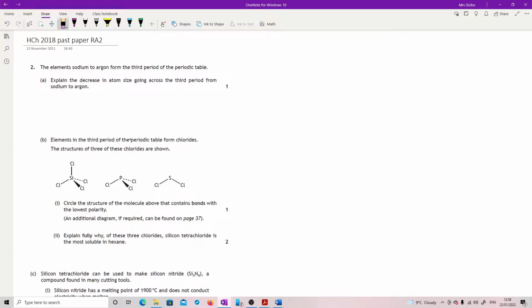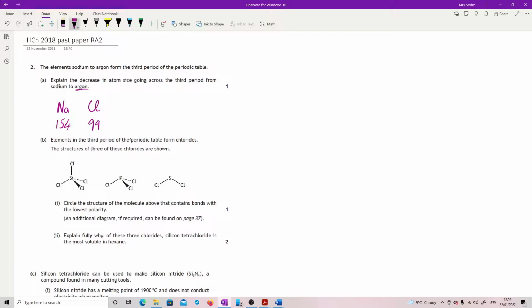Okay, so you don't actually have data on argon because argon is monatomic, so we don't have anything in terms of covalent radius. But we can get sodium. Sodium is 154 picometers, and we can get as far as chlorine. Chlorine is 99. So argon would be smaller still.